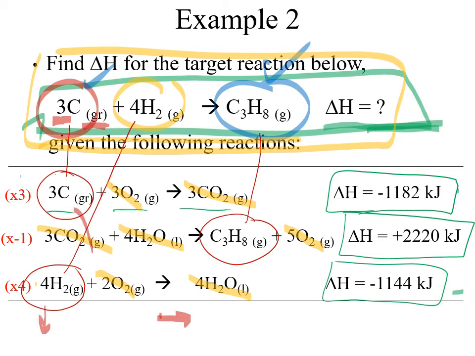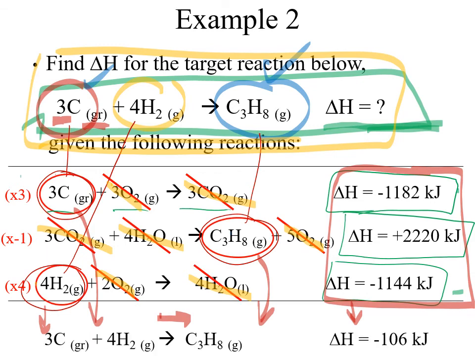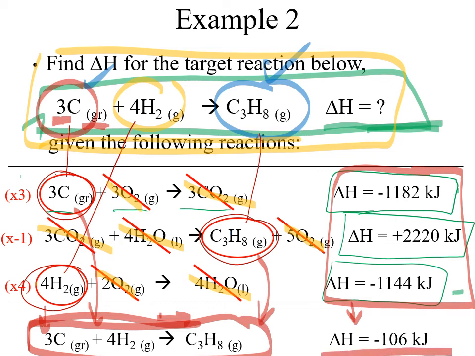My hydrogen will carry through, my carbon will carry through, my propane will carry down as a product, and then I need to do the same thing with my delta H's. I just need to sum all of my delta H's. And there we go. So we end up with our target reaction, everything that we wanted in our target reaction, and we find out that our delta H for that particular target reaction is negative 106 kilojoules.